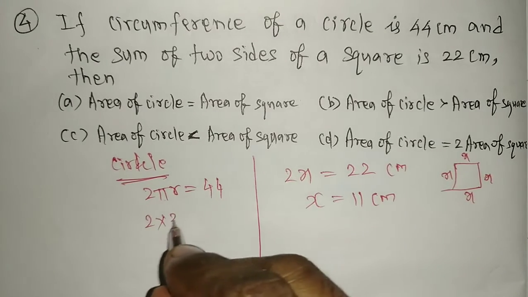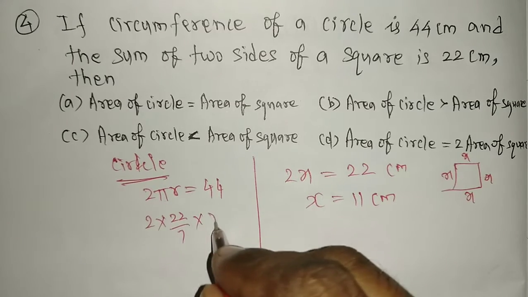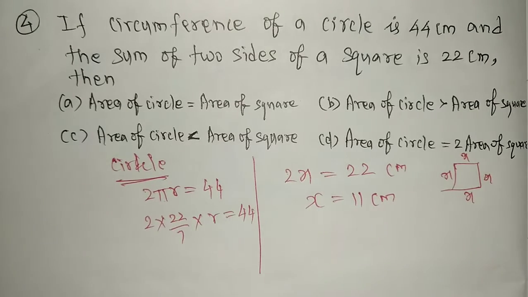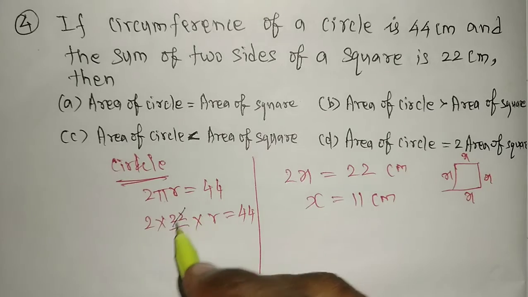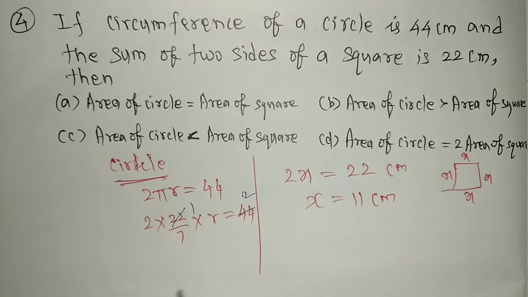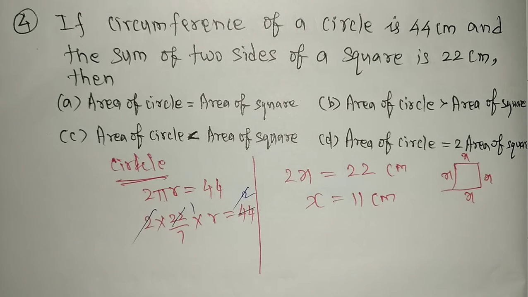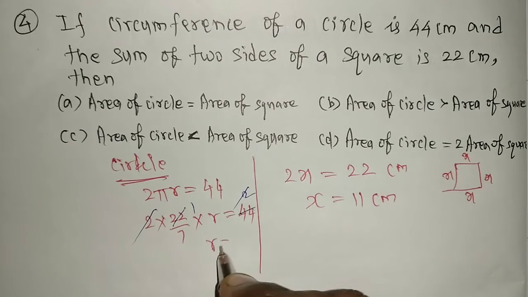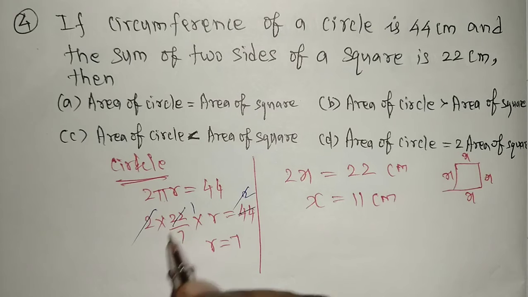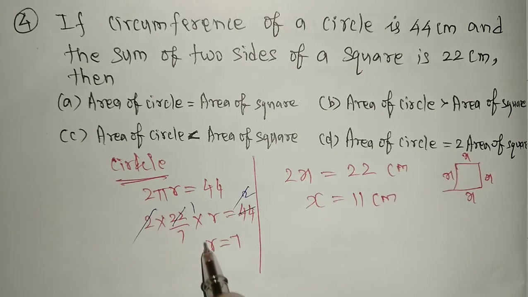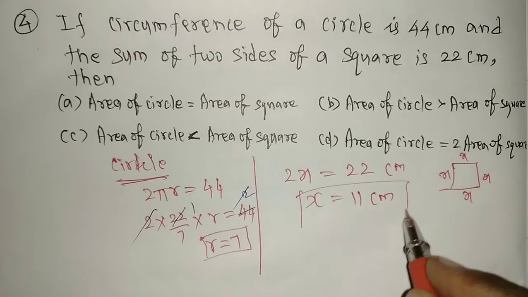So 2 into 22 divided by 7 pi value, r, which is equal to 44. And here the 7 value is cancelled. 1 time, 22 times 2 is 44. This 2 will be cancelled. Then we are getting the radius, which is equal to 7. The denominator 7 goes to the opposite side. You will get radius 7, x value 11.